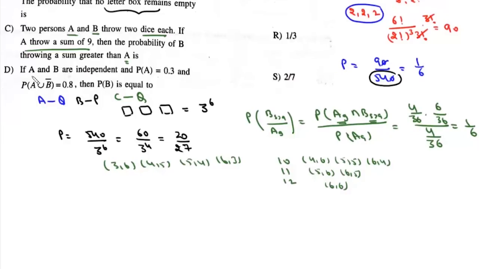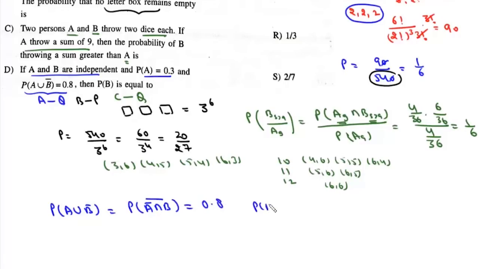And then: if A and B are independent and P(A) equals 0.3 and P(A union B naught) is 0.8, find probability of B. Now we know that we can write probability of A union B naught as probability of A naught intersection B, and this is 0.8. So from here probability of A naught intersection B will be simply 0.2.